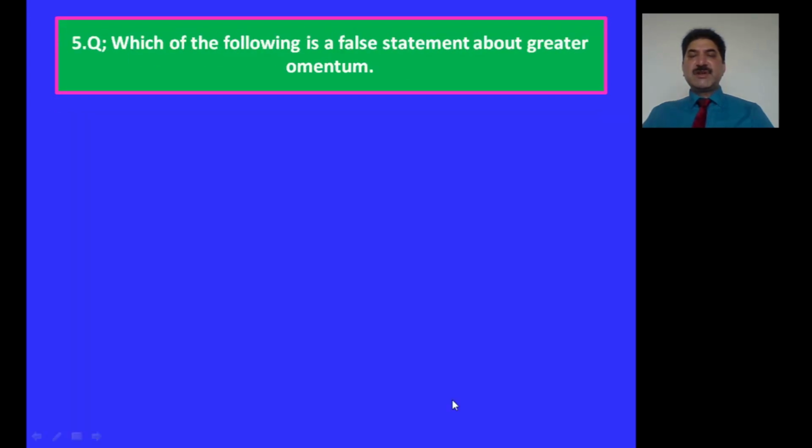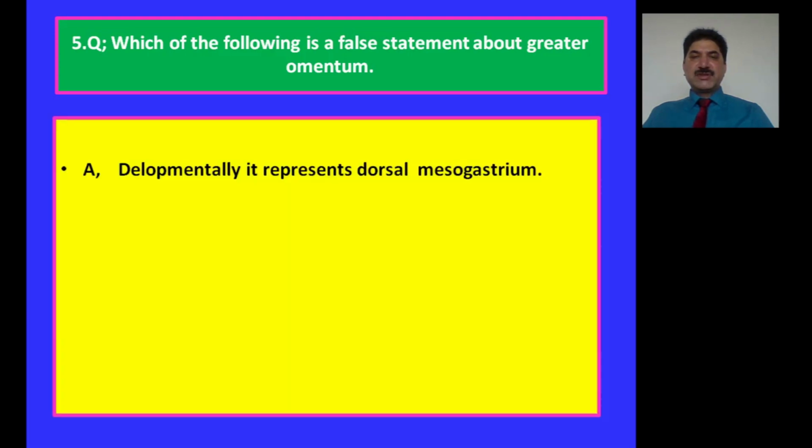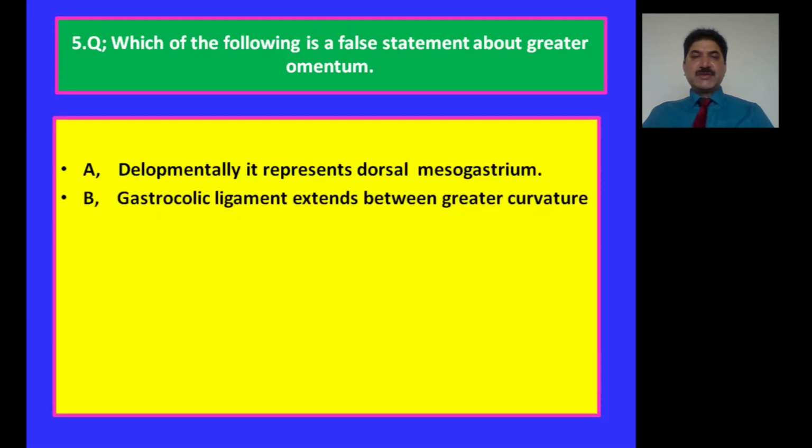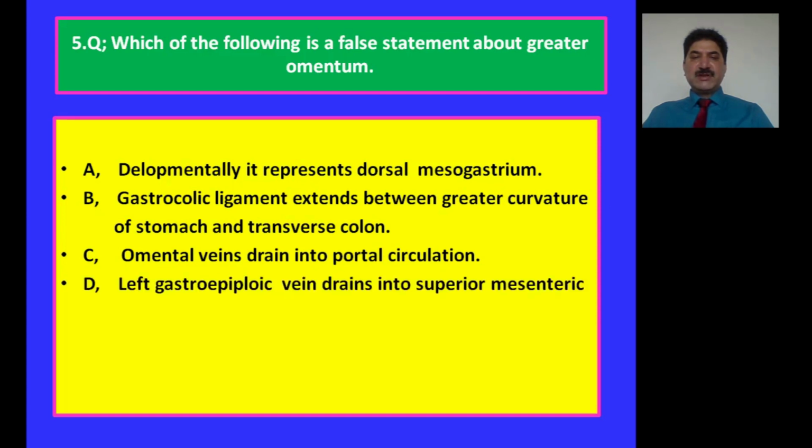Which of the following is a false statement about greater omentum? A. Developmentally, it represents dorsal mesogastrium. B. Gastrocolic ligament extends between greater curvature of stomach and transverse colon. C. Omental veins drain into portal circulation. D. Left gastroepiploic vein drains into superior mesenteric vein. D is the wrong option. Left gastroepiploic vein drains into splenic vein.